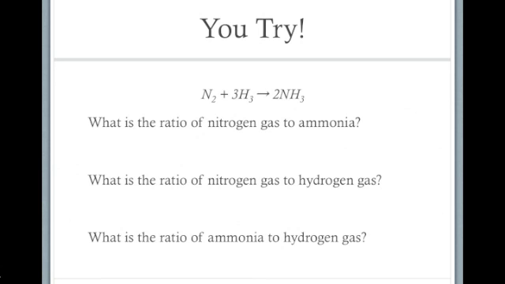So the question, what is the ratio of nitrogen gas to ammonia? Well, the number in front of the nitrogen, well, there isn't one, so it's assumed to be 1. And ammonia, NH3, right here, is 2, so the ratio is 1 to 2. For the next question, what is the ratio for nitrogen gas to hydrogen gas? Well, again, 1. And hydrogen gas, 3. So 1 to 3. And then for the last one, what is the ratio of ammonia to hydrogen gas? So we start with the ammonia, that's 2. And then the hydrogen gas, which is 3. So the ratio is 2 to 3.